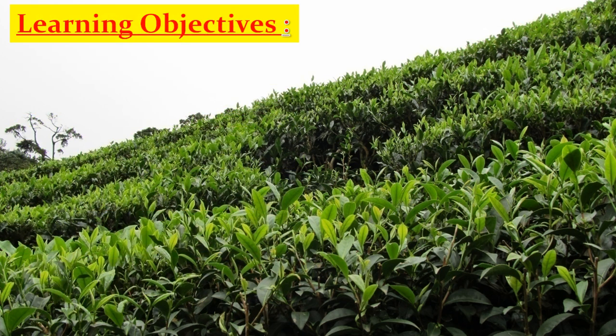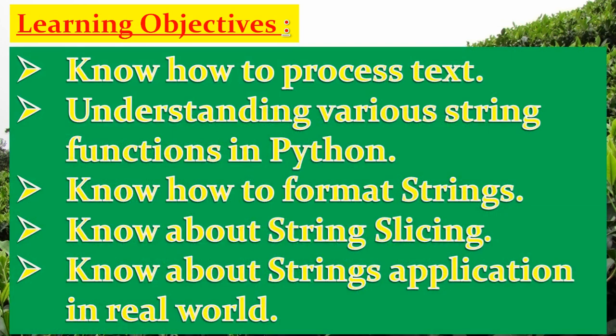The learning objectives of the lesson string and string manipulation. There are 5 objectives. First one, to know how to process a text or string. Second one, understanding various string functions in Python. Third one, know how to format the strings. Fourth one, know about string slicing. And last and final one, know about strings application in real world. These are the 5 learning objectives of the lesson strings and string manipulation.